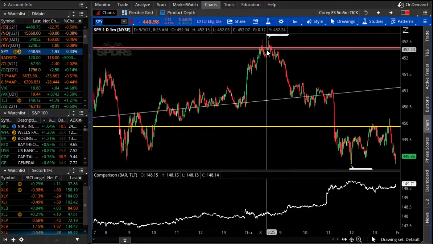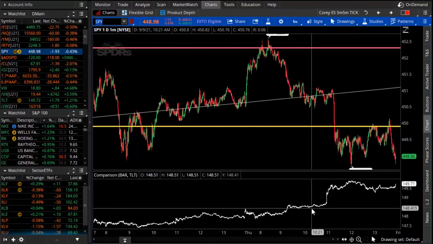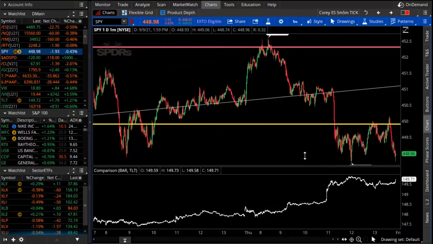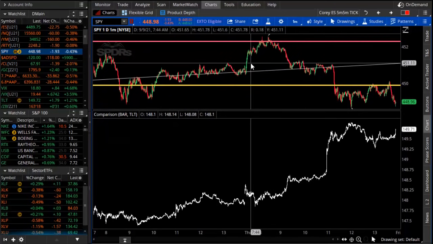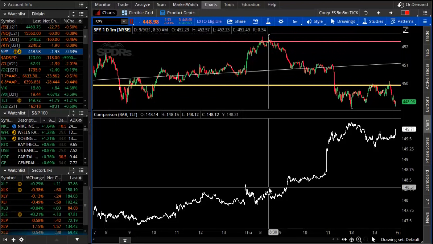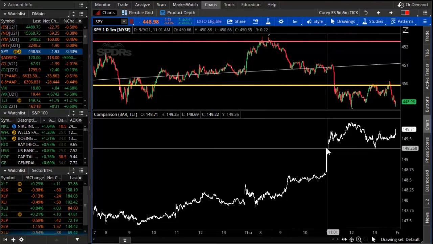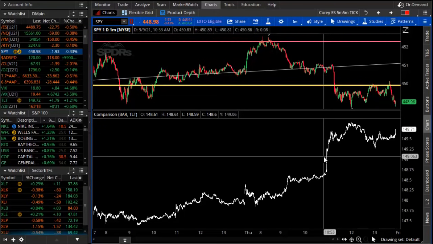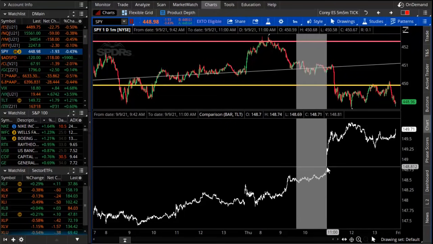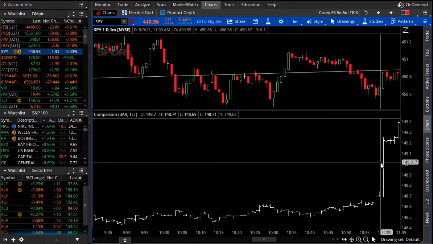So at the top is the SPY, and the lower panel is the bond market. One thing we look for is a negative correlation. Stocks tend to rally, bonds, which are more defensive, tend to fall, and when bonds tend to rally, stocks tend to fall. And there was a special moment I wanted to highlight.